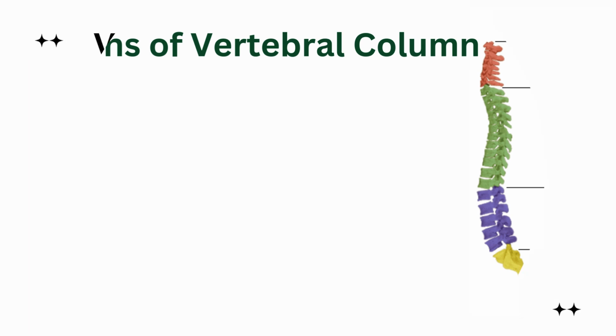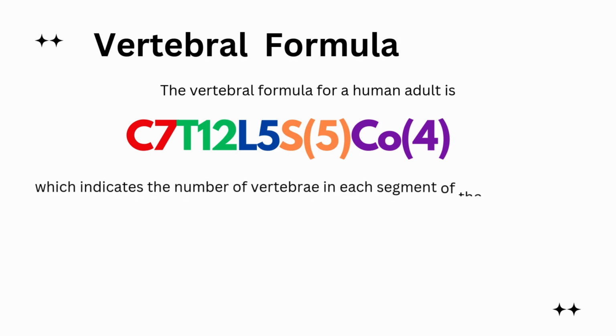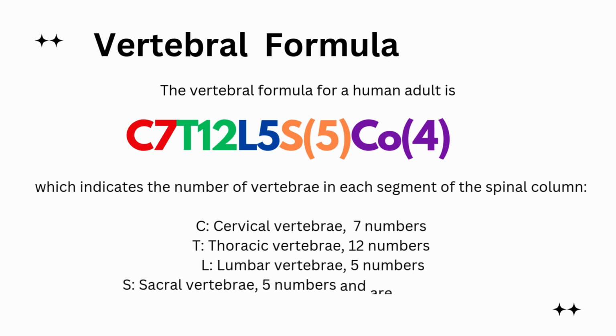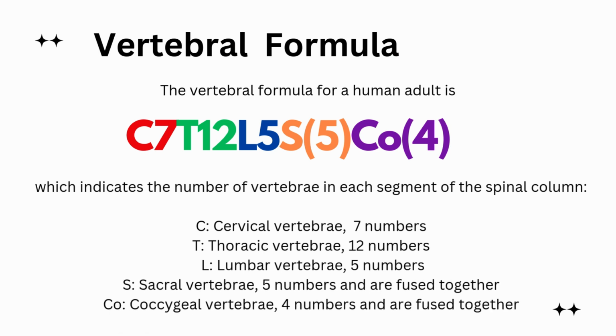The vertebral formula is a shorthand representation of the number and types of vertebrae in the human spine, organized by region. It provides a clear structure of how the vertebrae are distributed across the cervical, thoracic, lumbar, sacral, and coccygeal regions. So, in a normal human spine, the formula is C7, T12, L5, S5 in brackets, and Co4 in brackets.